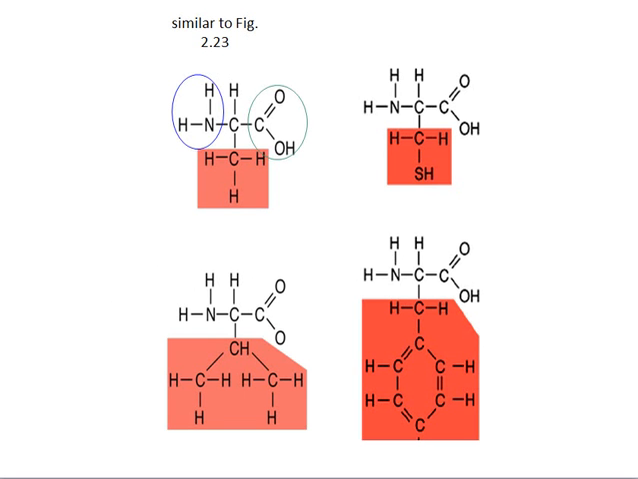These are a few examples of amino acids. Notice the amino group and the carboxyl group that are attached to the central carbon atom at the top of each. They differ in what is attached below that carbon.